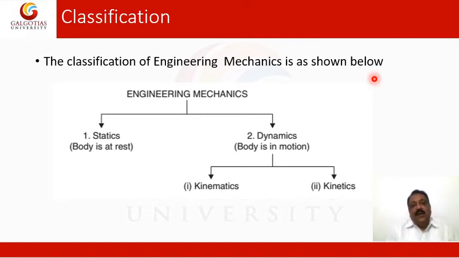So engineering mechanics can be divided into statics and dynamics. Engineering mechanics is the study of the behavior of a body either at rest or in motion. If we are studying the behavior of a body while it is at rest, we call such a study statics. On the other hand, if we study the behavior of a body which is in motion, it is known as dynamics. Now look at the figure again.